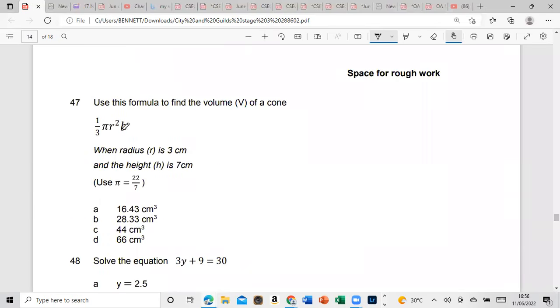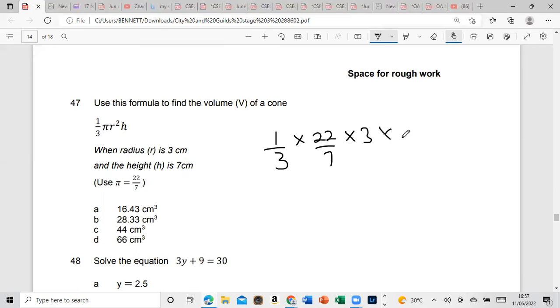Use the formula to find the volume of a cone. That's one-third pi r squared h, when the radius is 3 and the height is 7. So let us do that. I want to use pi as 22 over 7. Why I'm doing 22 over 7 is because I see the height is 7. So that's 22 over 7, the r is 3, so 3 times 3, and the h is 7. It's set up nicely so we can cancel. The 3 into 3 is 1. So that looks like 66. 3 times 22 is 66, the volume. And that's D. Let's move on to 48.